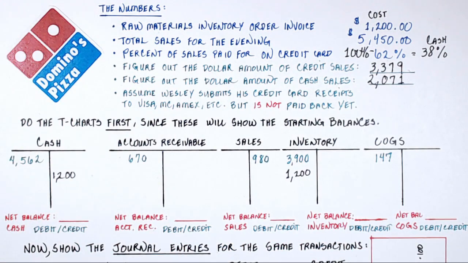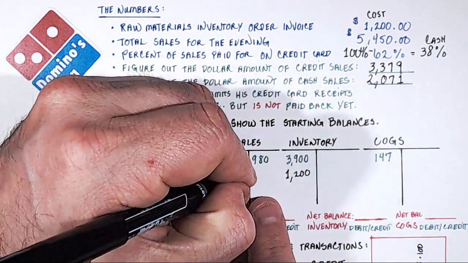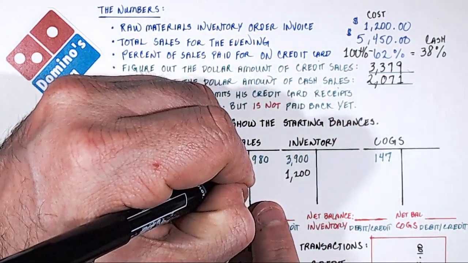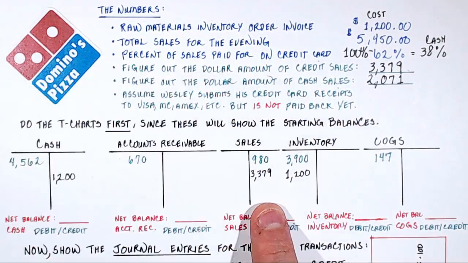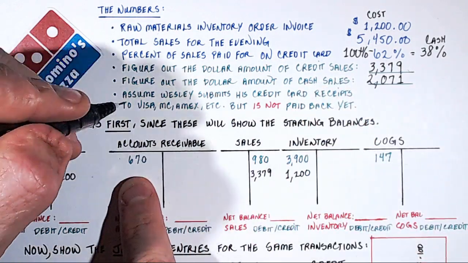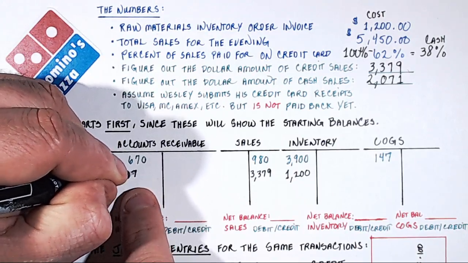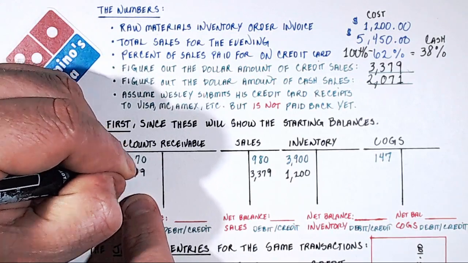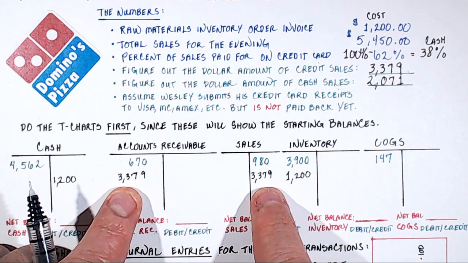$3,379 worth of sales on credit. So the very first thing we need to do is record our credit sales. Okay, so what we'll do is we will credit sales for $3,379. And because these are credit cards, I need to debit accounts receivable because we haven't been paid for these for $3,379. Okay, so there's the opposing transactions right there for the credit sales.